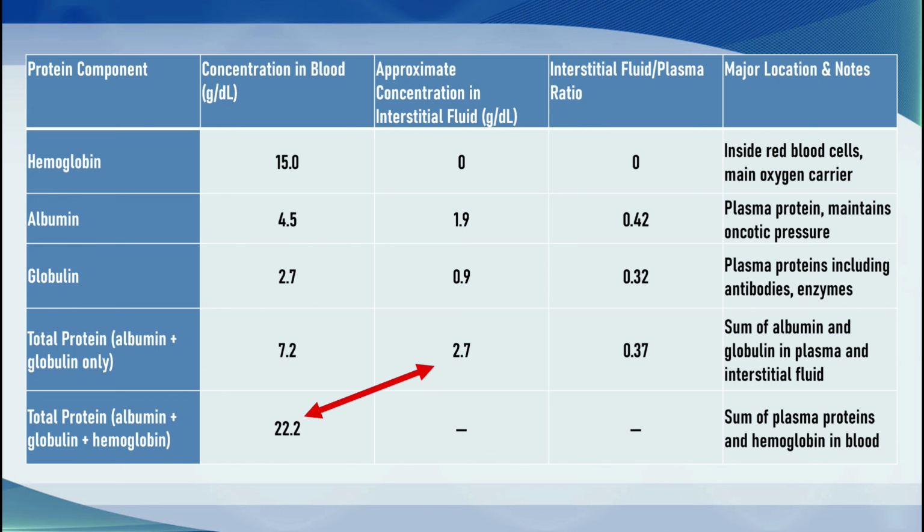There is 8.5 times as much protein in the blood as there is in the interstitial fluid, and 2.5 times as much so-called plasma proteins in the plasma as in the interstitial fluid.